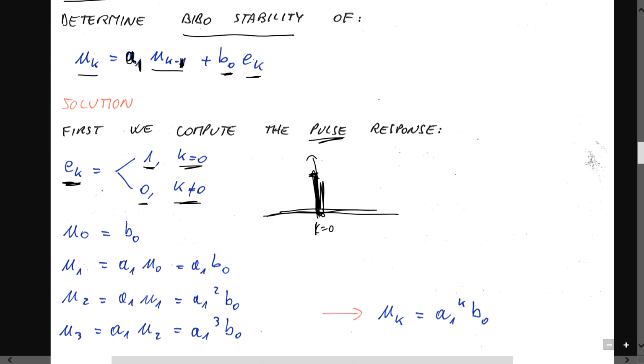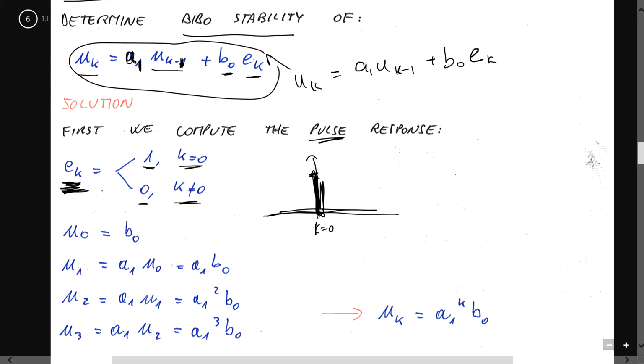So how can we use this to prove certain things? You have a1 u[k-1] plus b0 e[k], which equals u[k]. I'm rewriting this all over. So if k equals 0, then u[0] equals a1 u[-1] plus b0 e[0]. Because e[0] equals 1, you have b0.